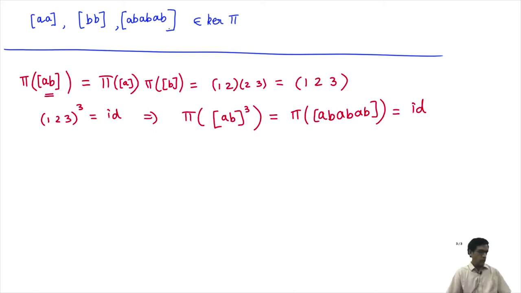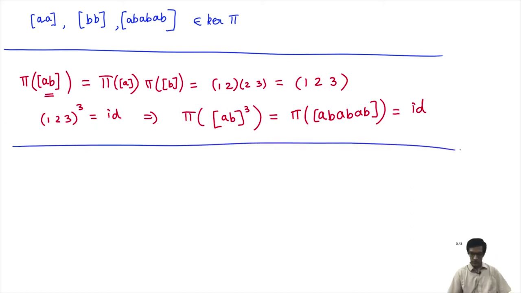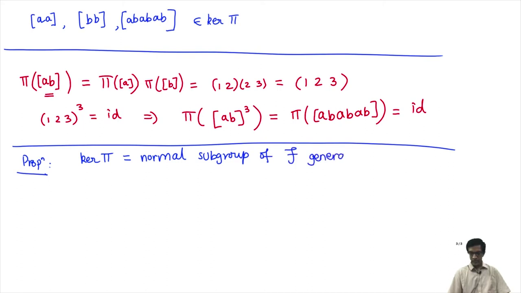Now what we are going to claim is that in some sense these are the three words that you need. These are all the words that you need. So here's the proposition: the kernel of pi is just the normal subgroup of the free group generated by these three words, which are AA, BB and ABABAB. So, it is generated by the set containing these three words.